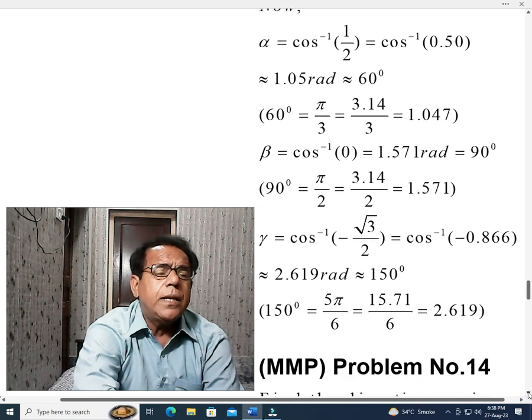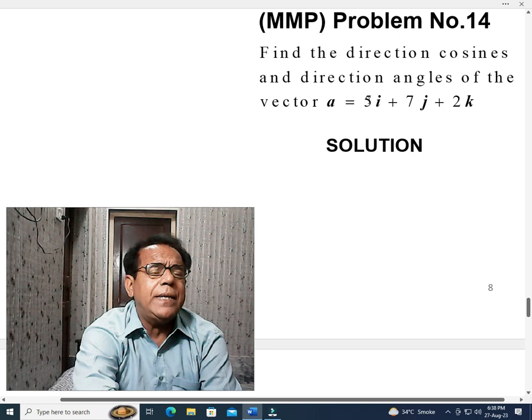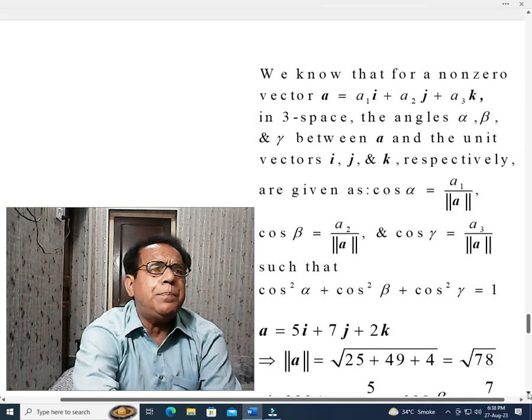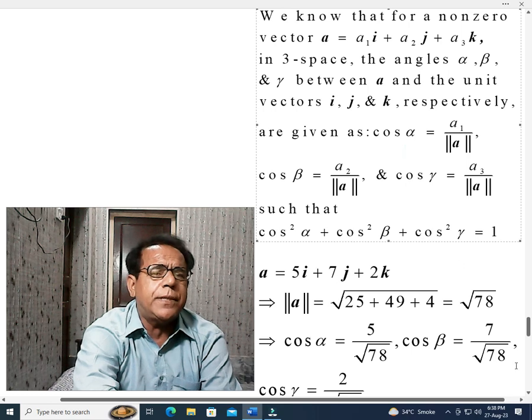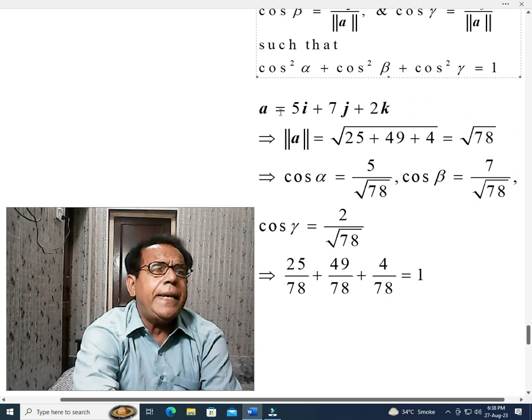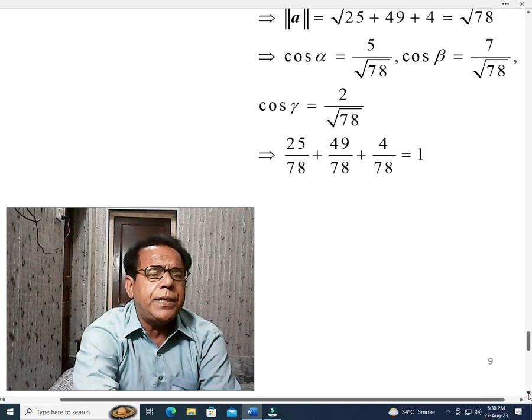Now the last problem. Here only values are changed, that is here a1 is equal to 5, a2 is equal to 7, and a3 is equal to 2. We will skip this part because we have discussed it in detail in previous parts. When a is equal to this, then magnitude of vector a will be equal to root 78, then cos alpha will be equal to a1 over magnitude of a, cos beta equal to this, and cos gamma equal to this. When we add the squares of all these three, it becomes equal to unity. It means we are proceeding in the right direction.